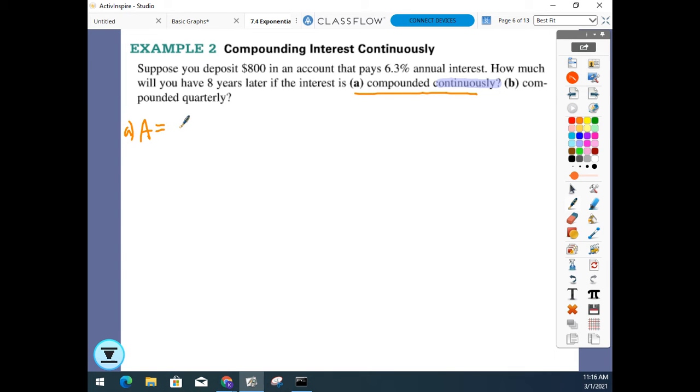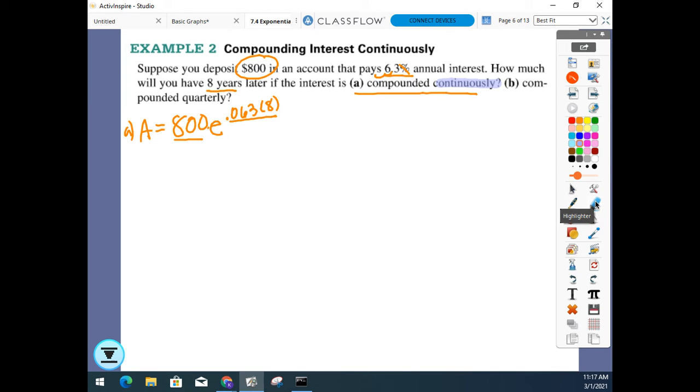A equals initial amount is 800, e to the r, and remember, all decimals we need to move 2 places, 4%, so that's 0.063, 8 years. So you literally just take 800 in your calculator times e raised to the 0.063 times 8.